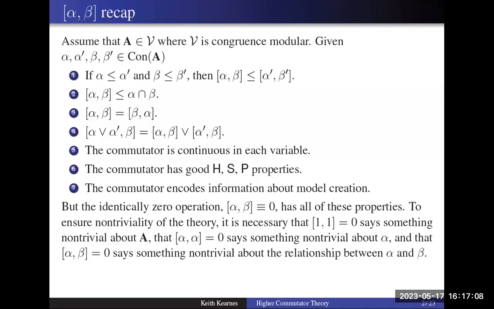Now, that's a recap of what we discussed on the binary commutator. I want to move to multivariable commutators, higher than 2. But before I do, I want to mention that there are lots of other binary commutators. I mentioned a couple yesterday, but I'm going to mention a couple more that have nice, simple descriptions. This is the commutator given by the two-term condition.